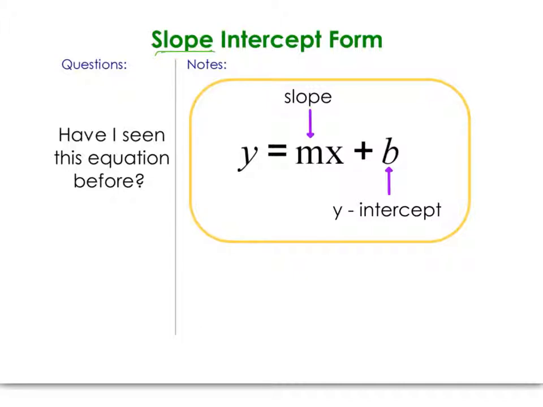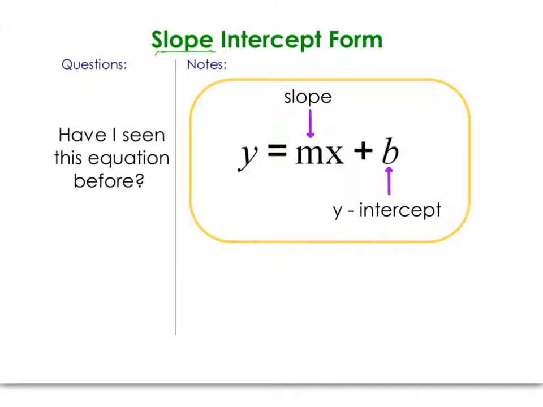This is a special type of form. My question is, have I seen this equation before? Many of you have been in an algebra class before or have seen just this formula, maybe heard someone say y equals mx plus b. That's all they remember from Algebra 1. Who knows, but this is my slope-intercept form.